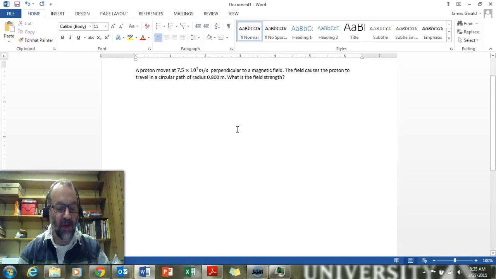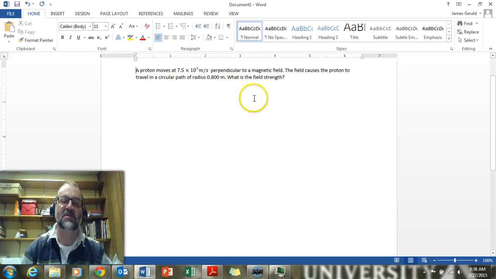So this morning I thought I would work a problem for you. This one is the basis for how a mass spectrometer works. Basically, you shoot a charged particle into a uniform magnetic field so that it begins to go in a circle.